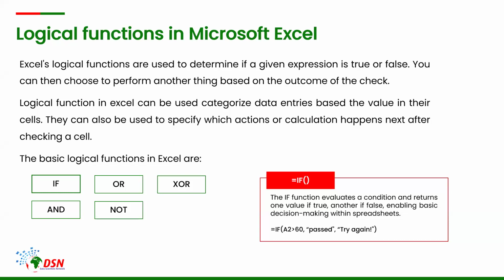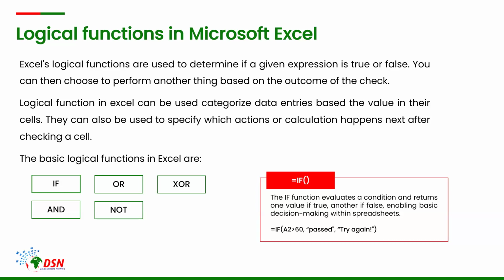So like I was saying, once we are able to check if an expression is true or false, we can then decide to do something else based on our check. So if it is true, we can decide to go in one direction. If it is false, we can decide to go back and do something else. That is what logical functions allow us to do in Excel. They can be used to categorize data entries based on the values of their cells.